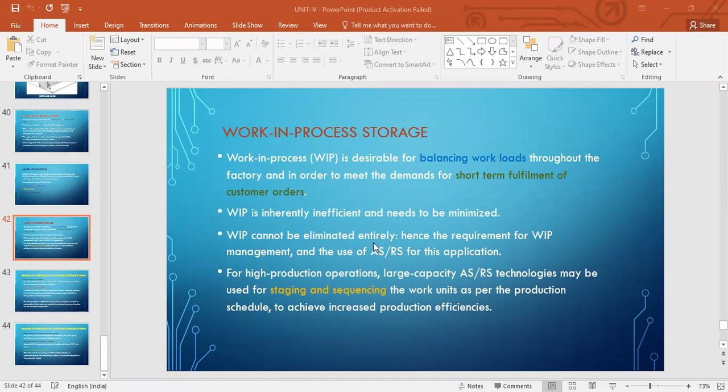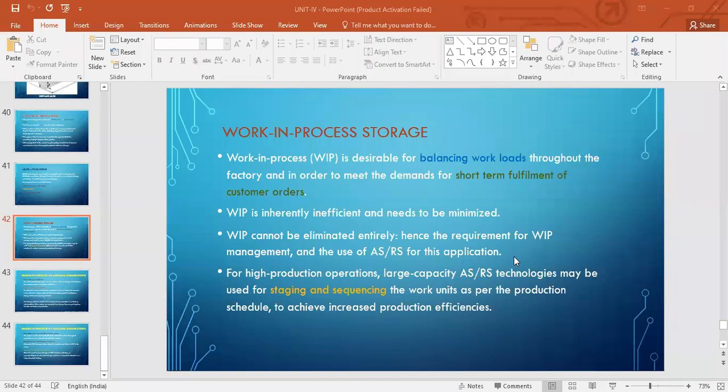That's a fact. Okay. Hence the requirement for work in process management and the use of automatic storage and retrieval system for this application. You see why this comes into picture. We are trying to justify the need of an automated storage and retrieval system, because work in process cannot be eliminated and we have to manage it somehow. So that's where this comes into picture. For high production operations, large capacity ASRS technologies may be used for staging and sequencing the work units as per the production schedule to achieve increased production efficiencies.